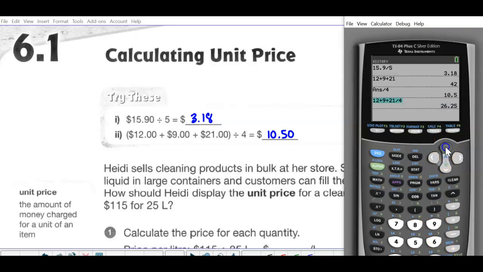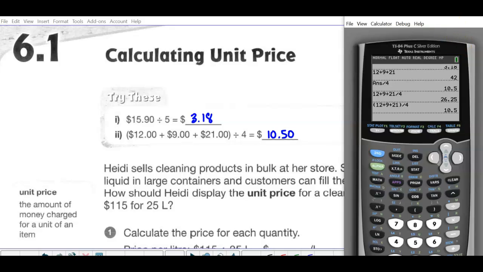So if you want to put everything in one step, you do have to put that sum in brackets. I'm going to insert a bracket there. Okay, and then you can press divide by 4. So it's got to look exactly the same, with the brackets.